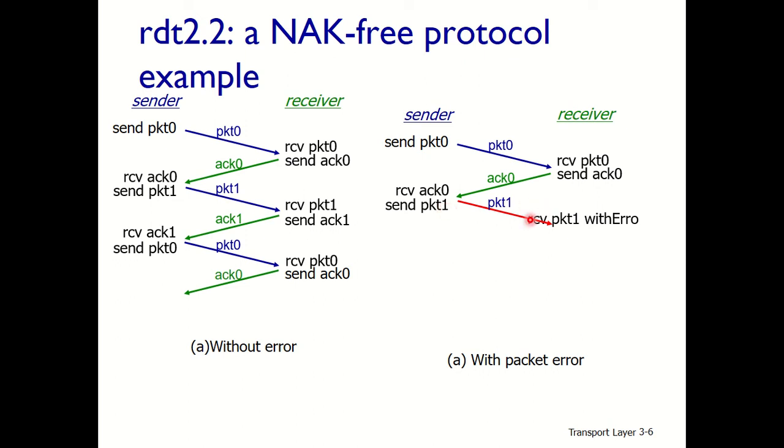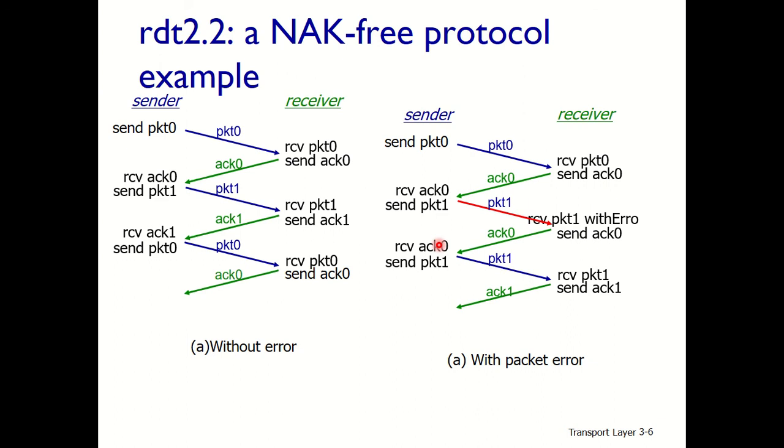Then suppose this packet number 1 is received with error. It has a bit error, so the receiver will discard it. But the receiver will send an acknowledgement for the last packet that was received correctly. This is the last packet received correctly, and its acknowledgement is acknowledgement 0. So in this case, it will send acknowledgement 0.